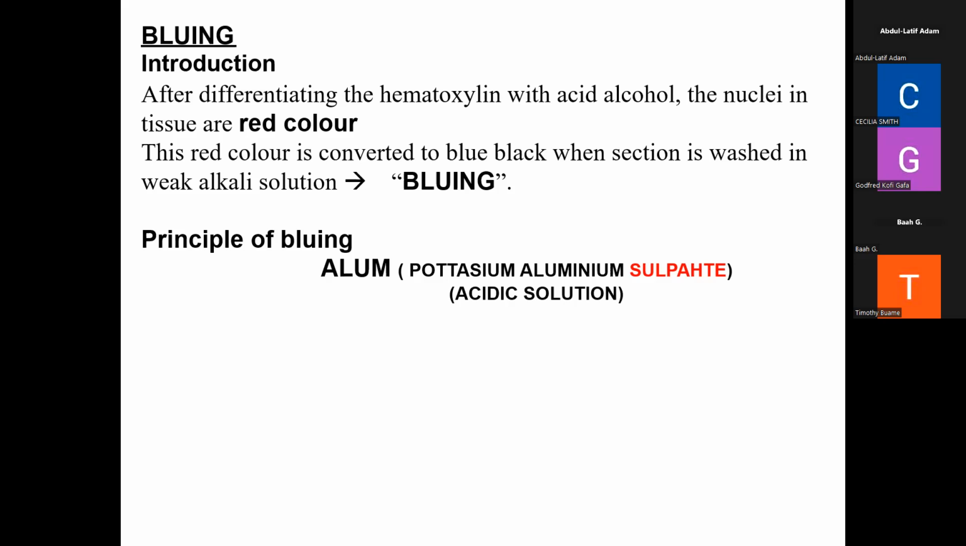Then the aluminium will go and bind with what? The OH ion to form what? Aluminium hydroxide. Aluminium hydroxide is a blue color. So the more aluminium hydroxide is formed, the more blue, and the darker the nucleus becomes. That is what causes the bluing, and that produces what? The blue-black color of the nucleus. Are you okay?